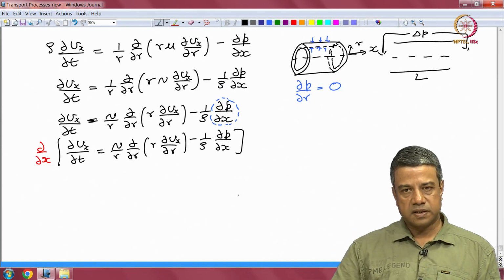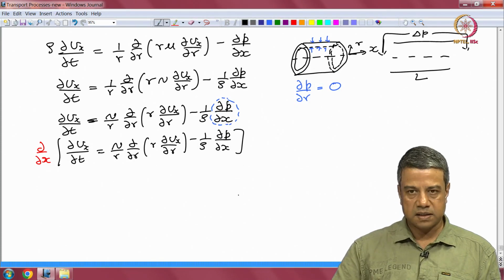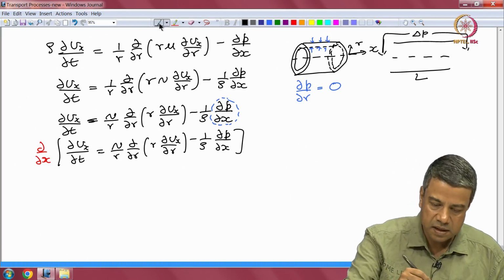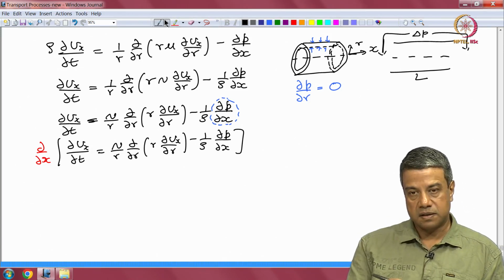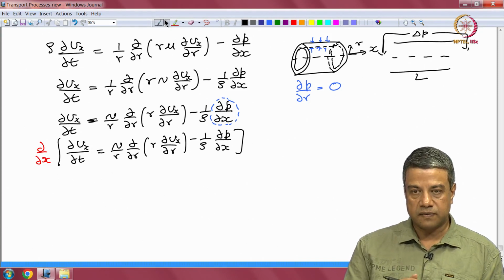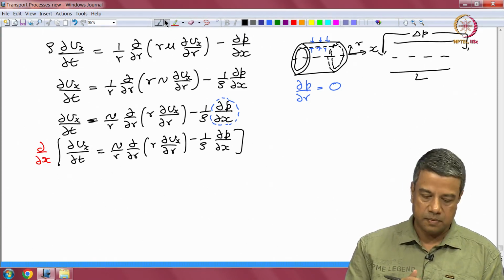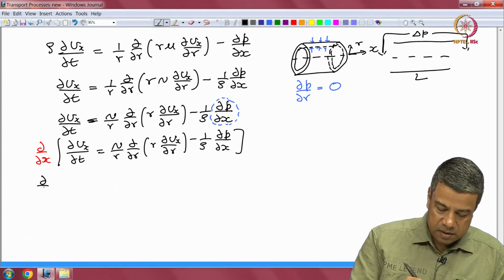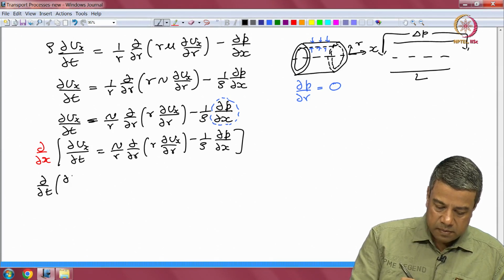And on the left side, since time and x are independent coordinates, I can interchange the order of differentiation. I can interchange the order of differentiation because time and x are independent coordinates. Partial by partial t of partial Vx by partial x.